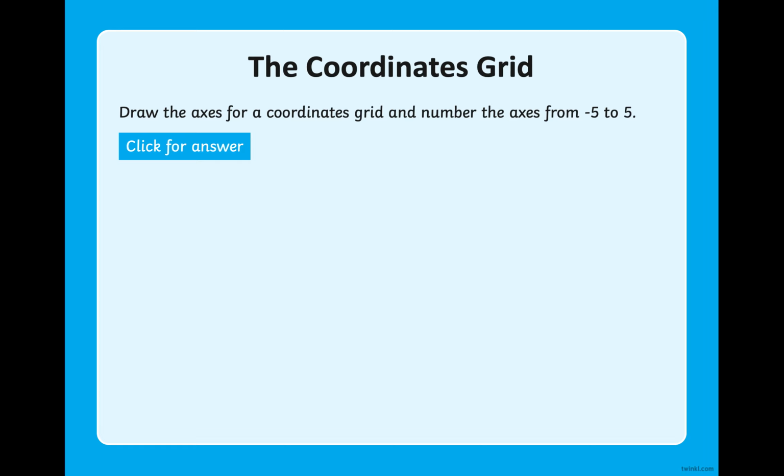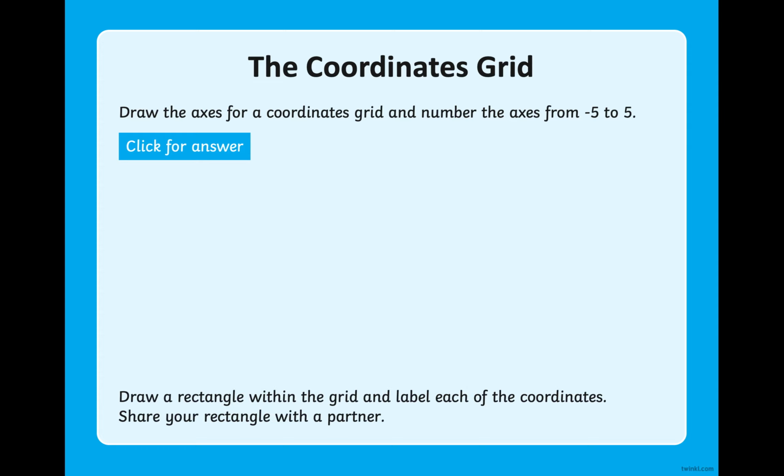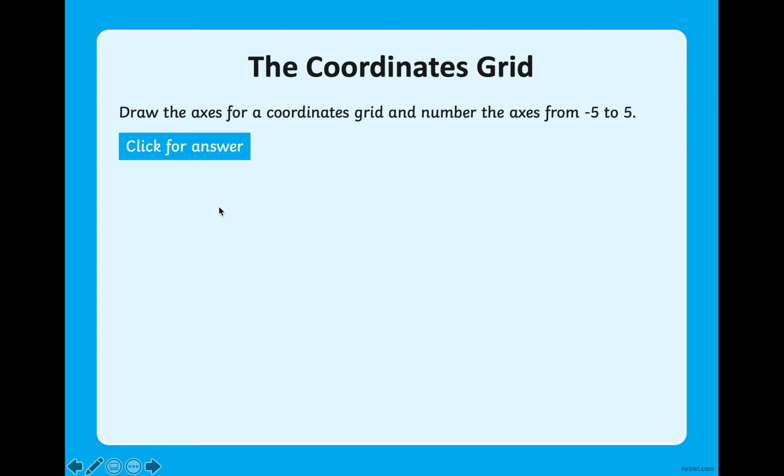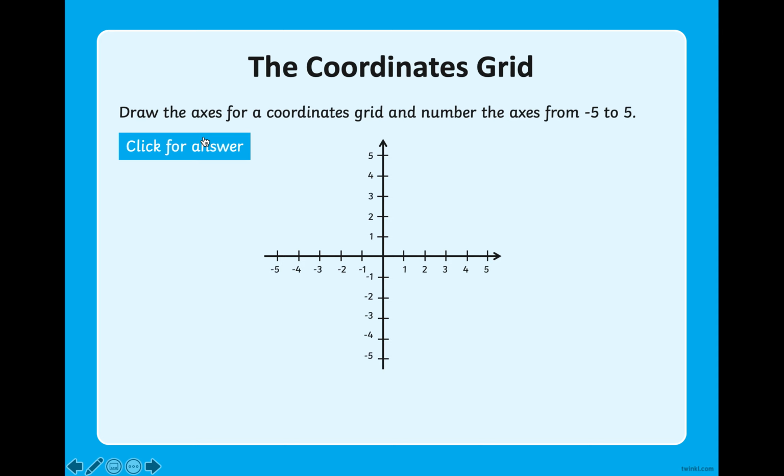Okay, the slide says draw the axes for a coordinates grid and number the axes from -5 to 5. So I have the coordinates. I draw with my ruler, and on this paper we have no grid lines, so we need to make equal spacing between each point.